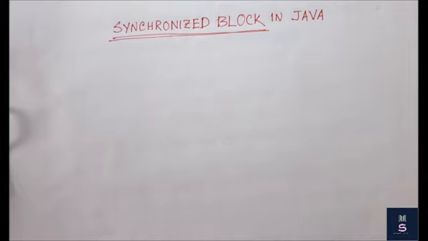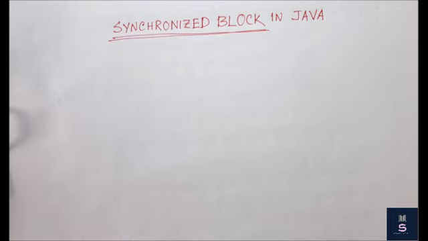Why do we go for synchronized block? What are the advantages and disadvantages, and where can we use the synchronized block? First of all, we already have the synchronized method. Is there any need for another synchronized block? Why do we need it? How do I declare a synchronized block? Because we already have the synchronized method, why go for the synchronized block? What is the advantage of synchronized block over synchronized method?